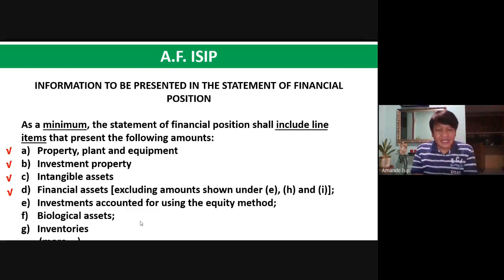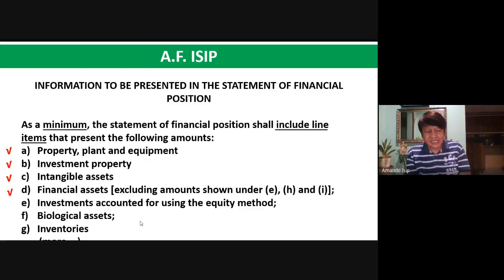And then we have financial assets excluding amounts shown under E, H, and I. So when we say letter E, that is investment accounted for using the equity method, we will discuss later what we mean by equity method. And these financial assets also exclude cash and receivables. So what are financial assets therefore? This refers to our investments in other companies.